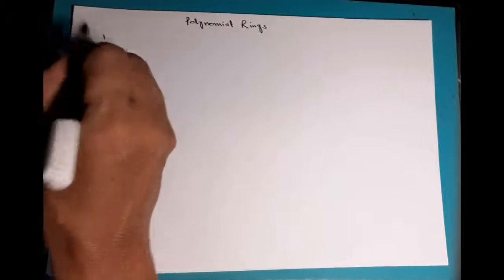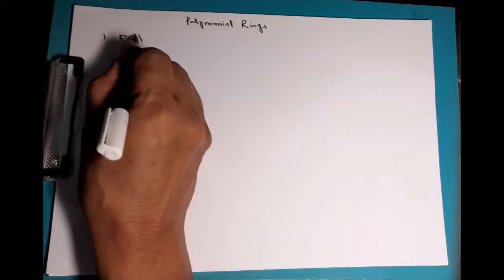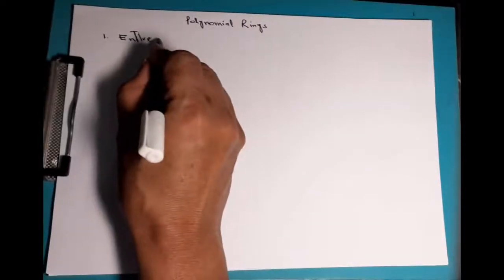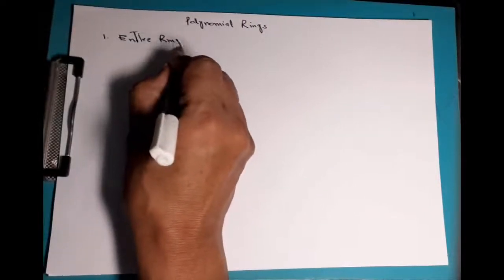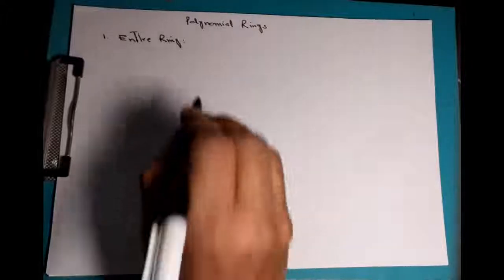Before coming to the concept of polynomial rings, let's recall few definitions. So the first definition I'm going to recall is that of an entire ring. So entire ring. So a ring R with identity is called entire ring if R does not contain zero divisors.